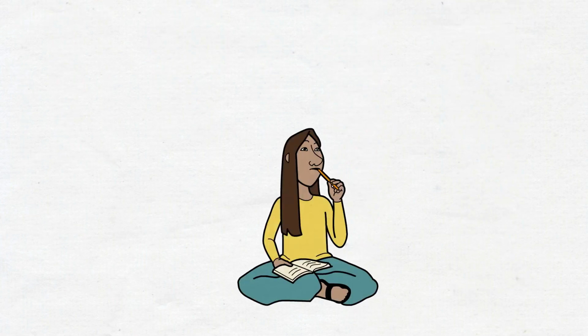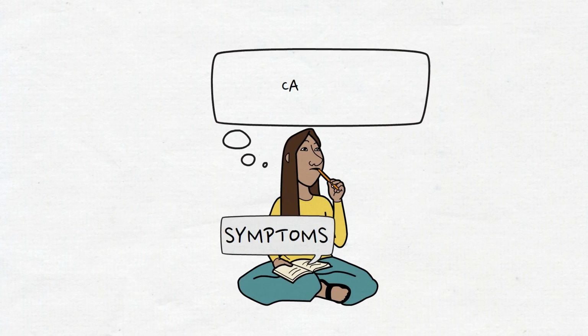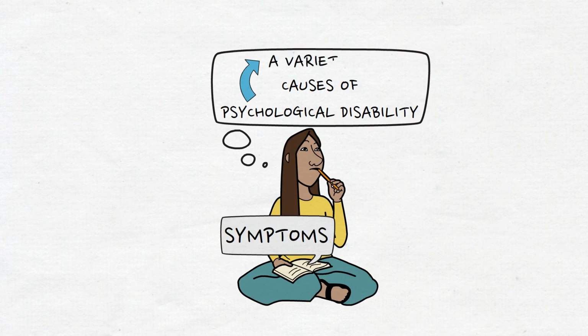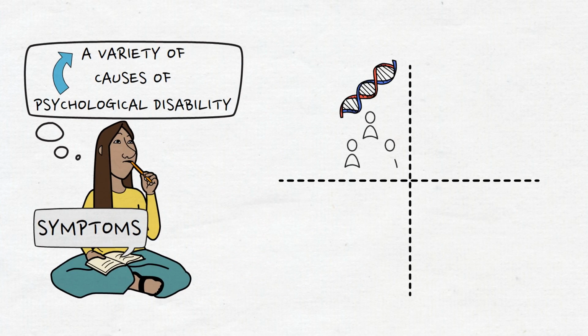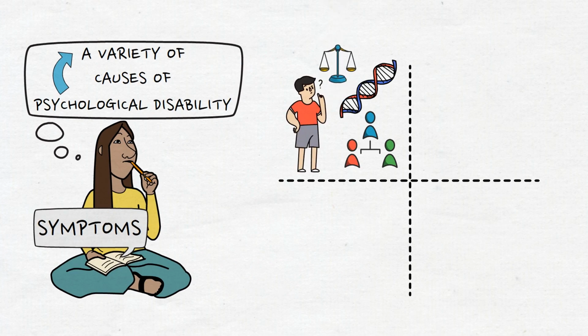Now that we learned about some of the symptoms, let's take a look at some of the causes of psychosocial disability. Psychosocial disabilities can have a variety of causes. Some mental health conditions have a genetic component, meaning that they are passed down from family members. However, having a parent with a psychosocial disability is not a guarantee that you will get it too.